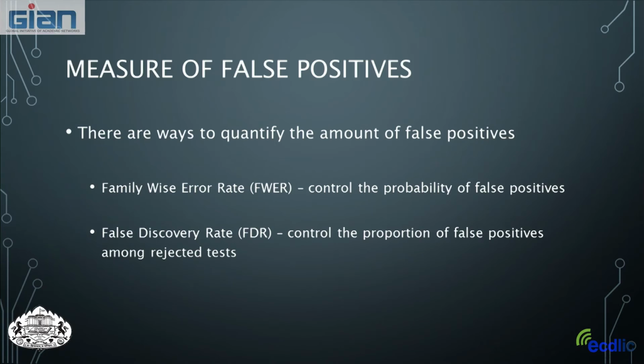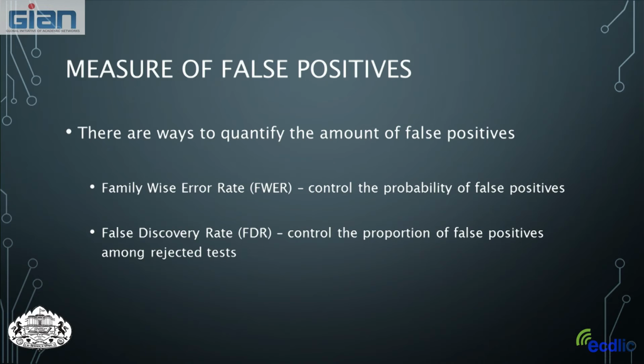Okay, so there are ways to measure and quantify the amount of false positives, and by using these different methods, there are ways to also control these false positives. There are two different tests that I'm just going to go through briefly. One is called family-wise error rate, or family-wise error testing, and the other is called false discovery rate.